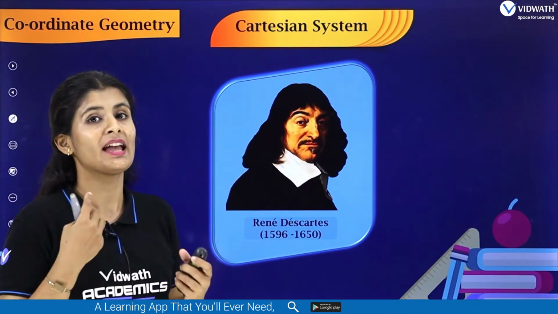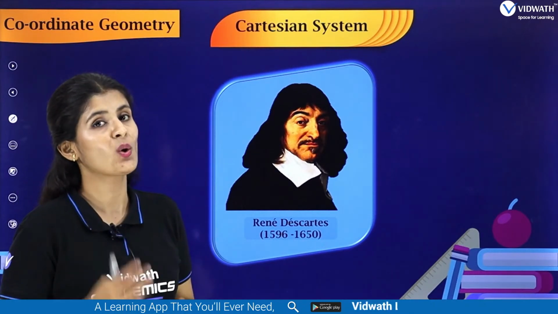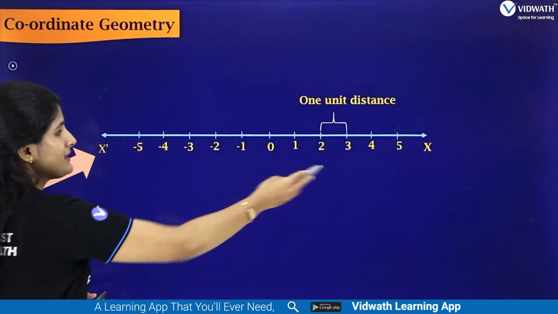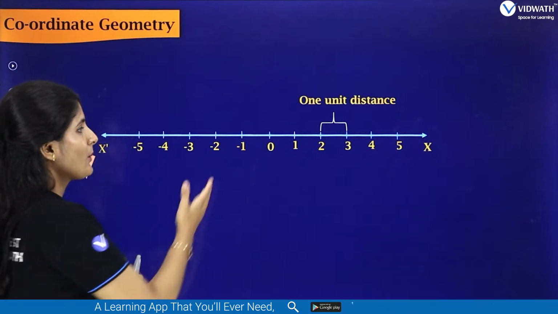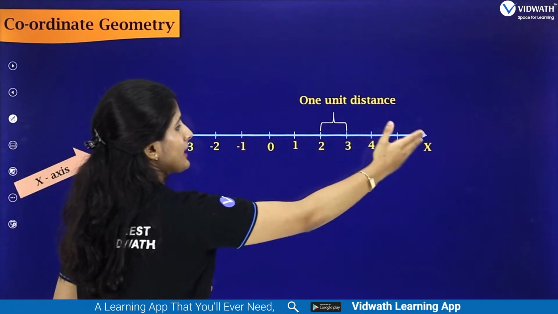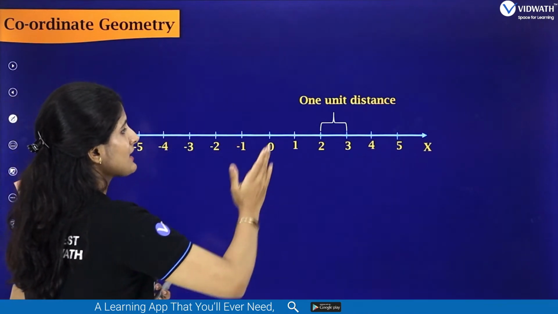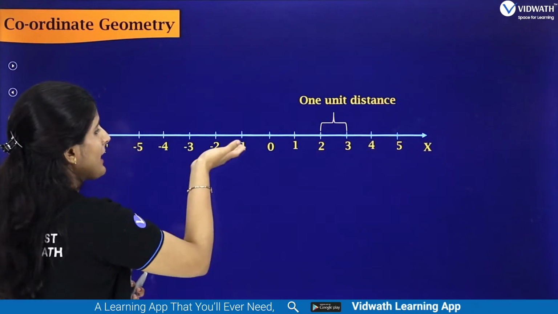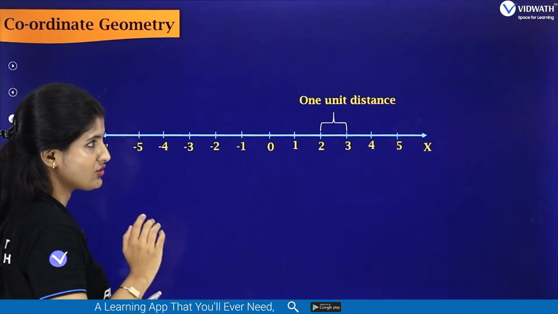Now let us revise whatever we have studied in the previous session regarding this Cartesian coordinate system. In the previous session, we had seen that we consider a horizontal number line called the x-axis, wherein we have a fixed point called the origin, and from the origin, unit distances are measured on both the sides, to the right as well as the left, and are numbered as 1, 2, 3, 4 and so on with positive integers to the right of the origin, and -1, -2, -3 and so on with negative integers to the left of the origin.